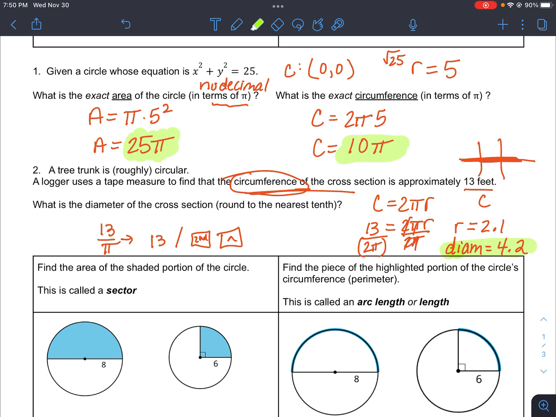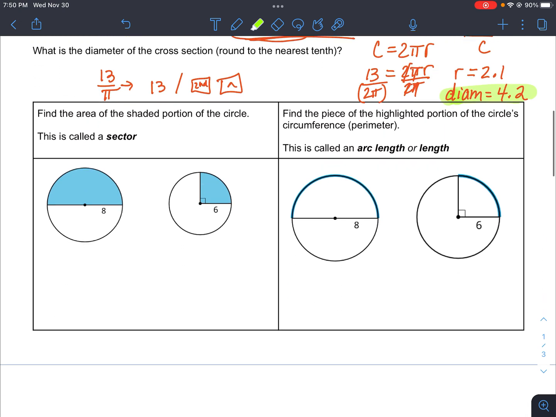All right, so if you got all that, or if you need to pause, pause. I'm moving ahead to what we refer to as sectors and arc lengths. All right, so find the area of a shaded portion of a circle. So you see two circles down here. They have some shading in them, and that's a part of it that's shaded, so not the entire area.